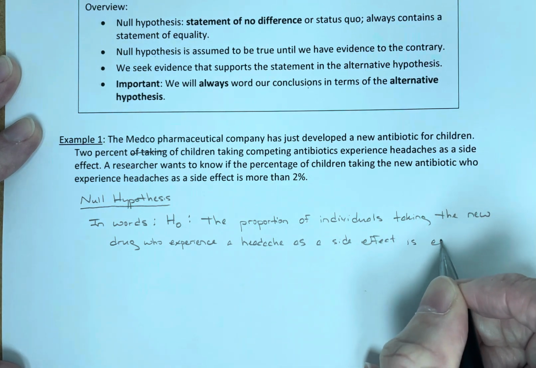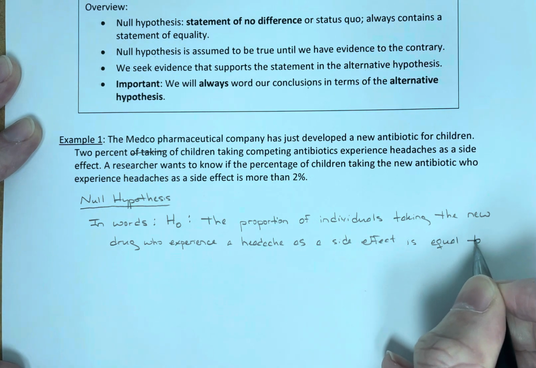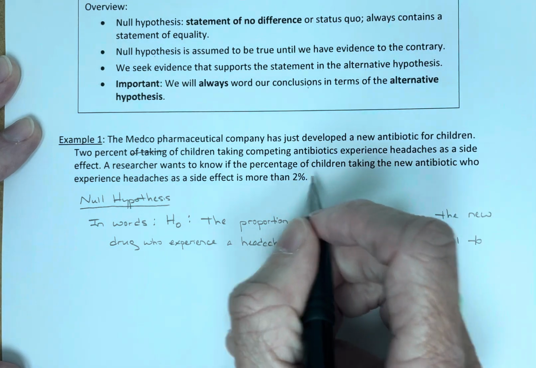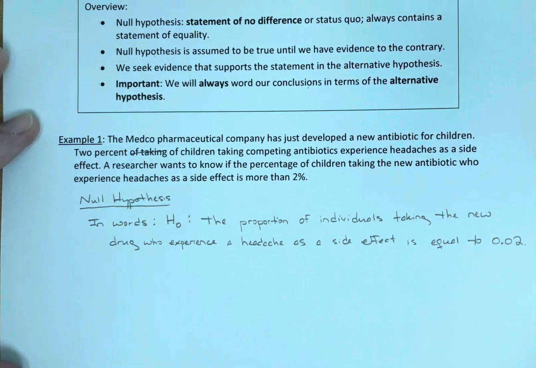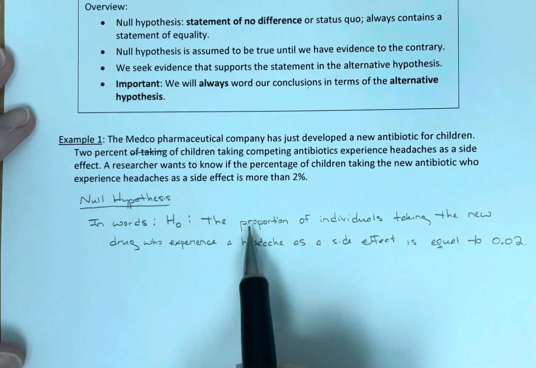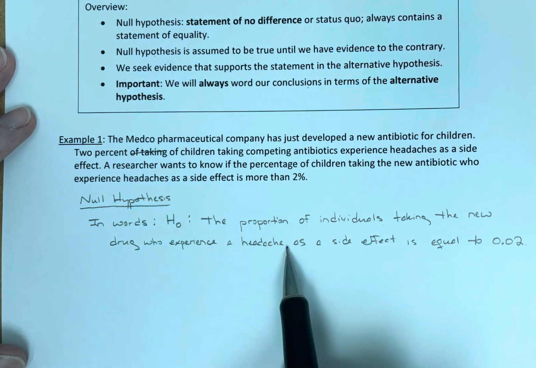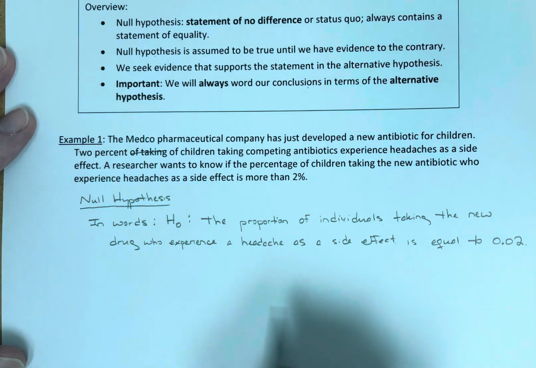is equal to, remember our null hypothesis is always our statement of equality, and 2% we know we can write as a proportion 0.02. So there's our null hypothesis in words. The proportion of individuals taking the new drug who experience a headache as a side effect is equal to 0.02.